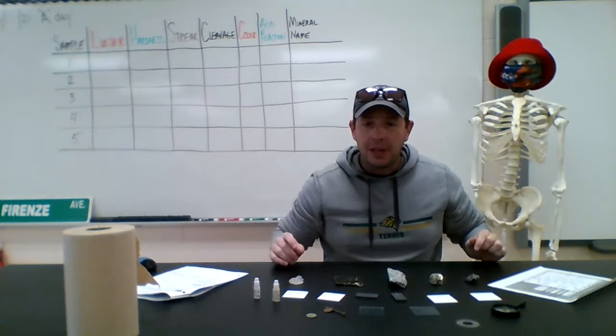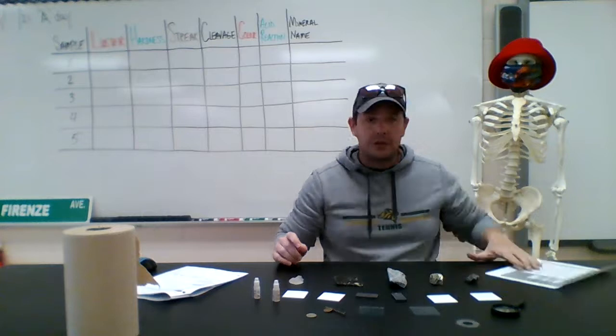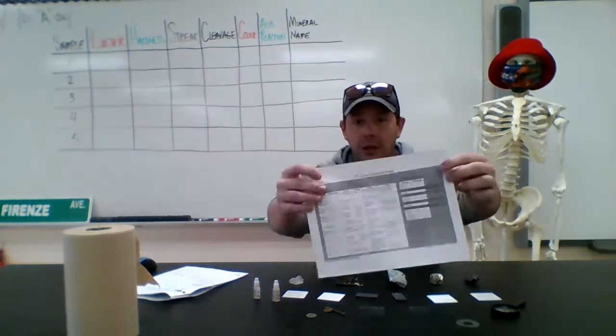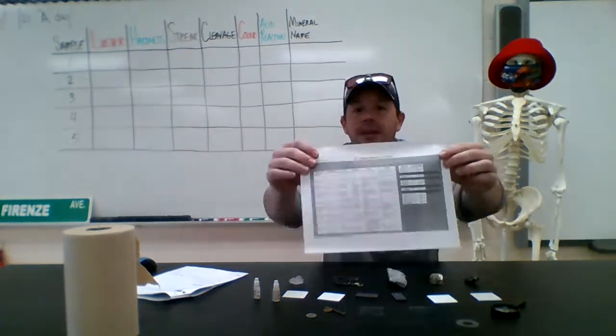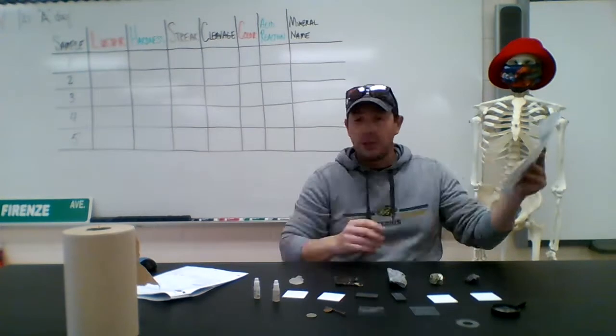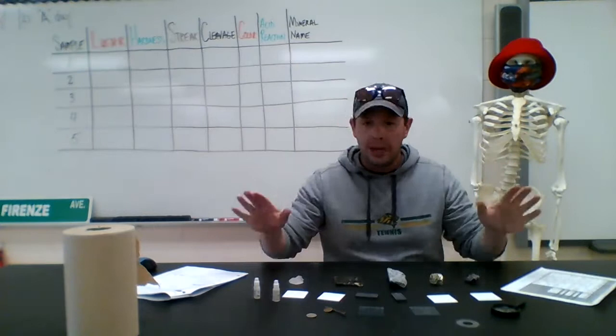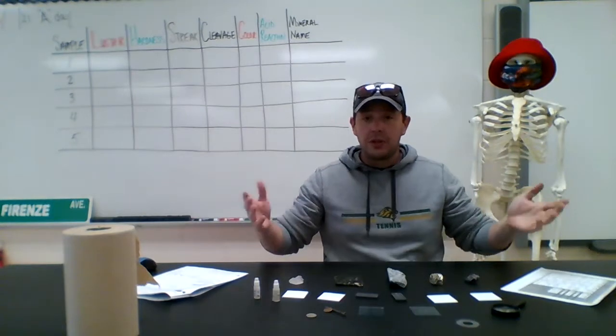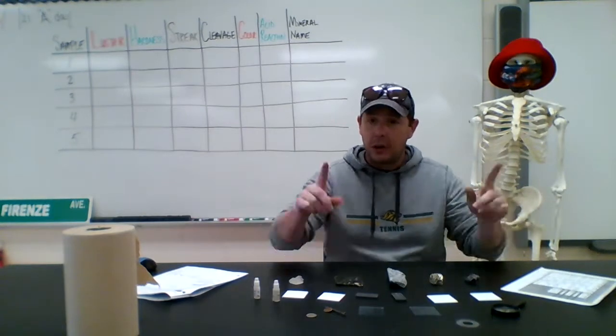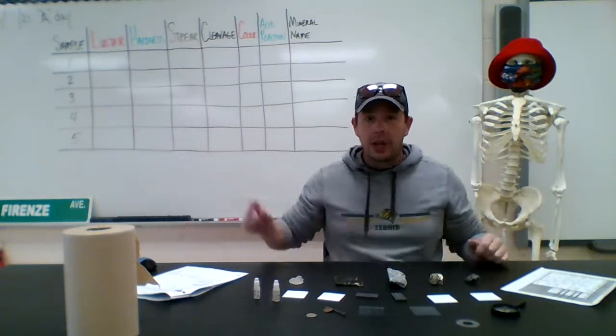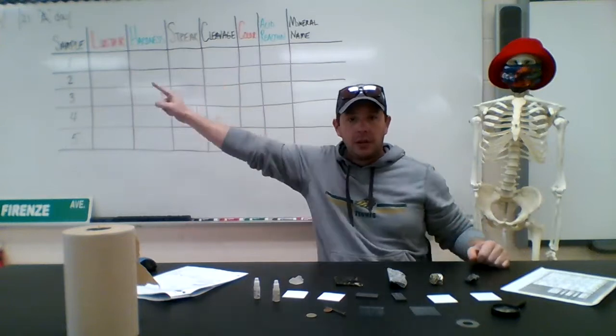The most important thing, though, that we need is our reference sheet. This is not something that you have to memorize. You're always going to be given a reference sheet when identifying minerals and rocks whenever you need to. We're going to go through a series of steps based on their characteristics. Now, what characteristics are we looking for? They're listed across the top here.